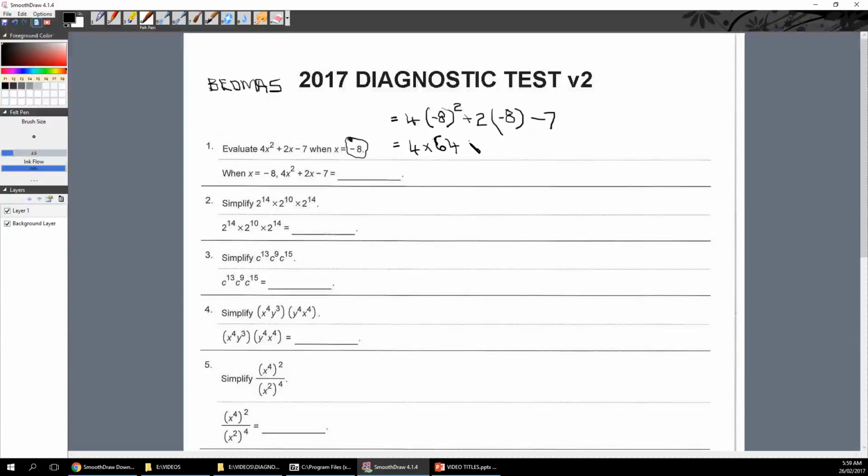Okay. Plus, and then we'll just, well, that's going to be 2 times negative 8. I'll keep that in the bracket. 2 times negative 8 minus 7.